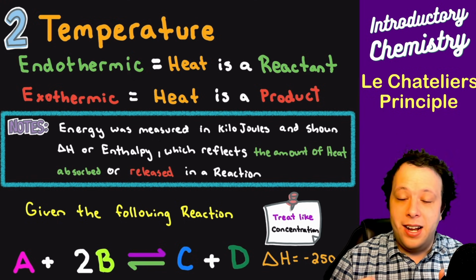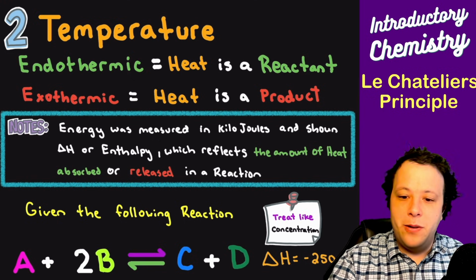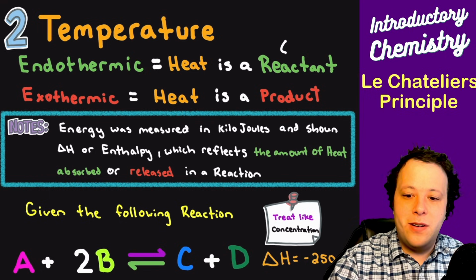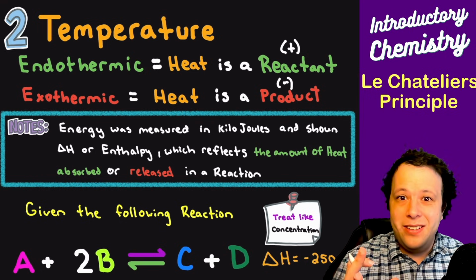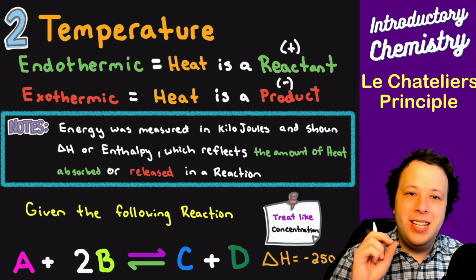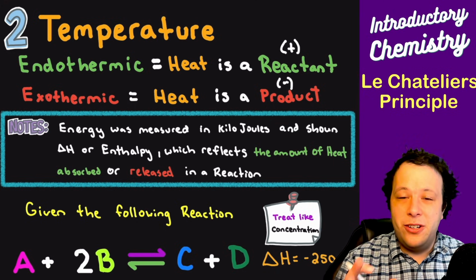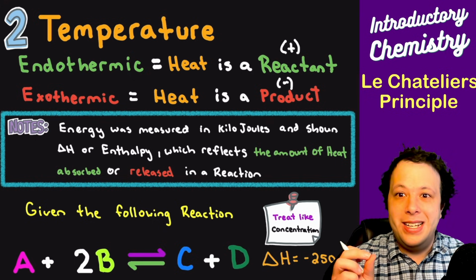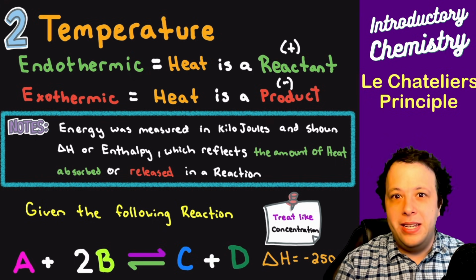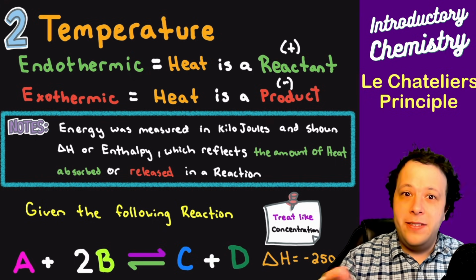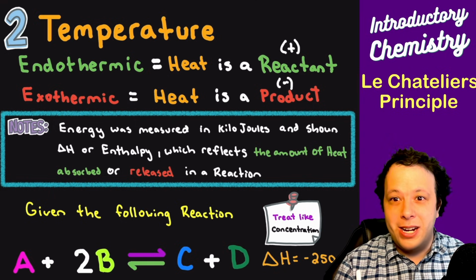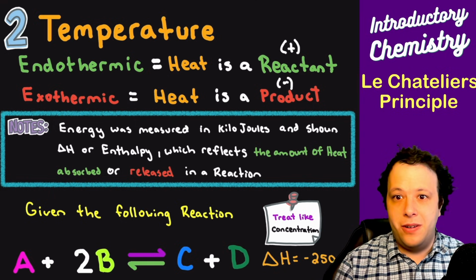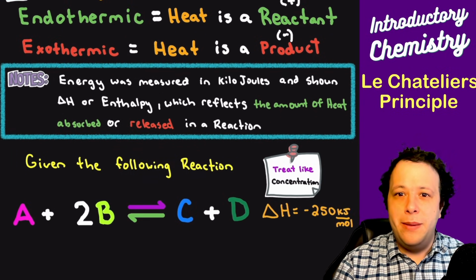There were different signs behind these as well. So if you remember, whenever it was endothermic, it was positive. Whenever it was exothermic, it was negative. So that's really important. And then the last thing is how energy was measured, right? It was always in kilojoules. And then it was shown as delta H, or enthalpy, which always reflected the amount of heat that was absorbed or released in a reaction at a constant pressure. So that's one thing we've got to keep in mind too.